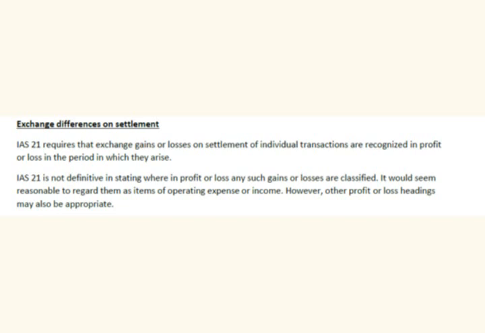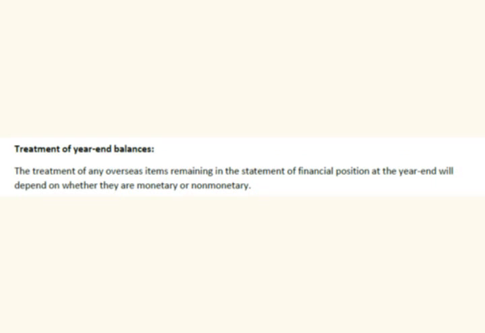Exchange differences on settlement. IAS 21 requires that exchange gains or losses on settlement of individual transactions are recognized in profit or loss in the period in which they arise. IAS 21 is not definitive in stating where in profit or loss any such gains or losses are classified. It would seem reasonable to regard them as items of operating expense or income. However, other profit or loss headings may also be appropriate.